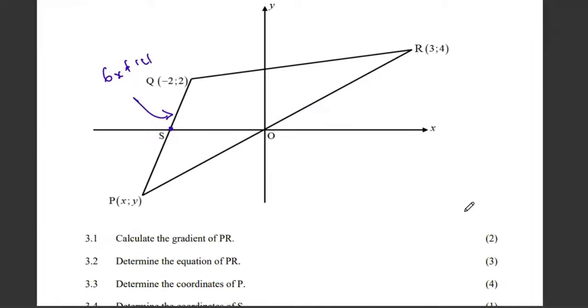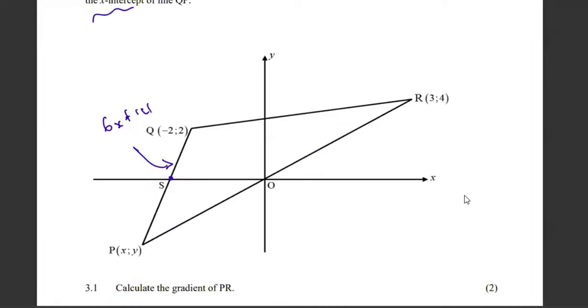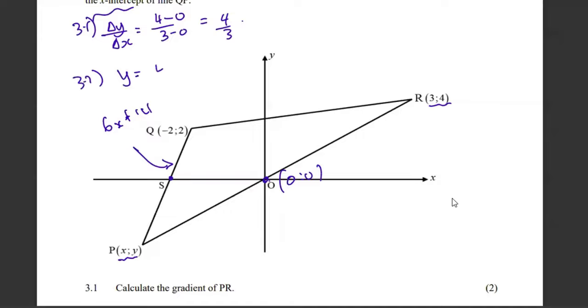First things first, they want the gradient of PR. We have P with x, y, we have R with this, but we know the origin must be (0, 0). So we know that gradient is change in y over change in x. So it's going to be 4 minus 0 over 3 minus 0. And then the gradient becomes 4 over 3. 3.2, they want the equation of PR. Since the y-intercept is 0, the equation is going to be y = 4 over 3 x plus 0. So just 4 over 3 x is enough.